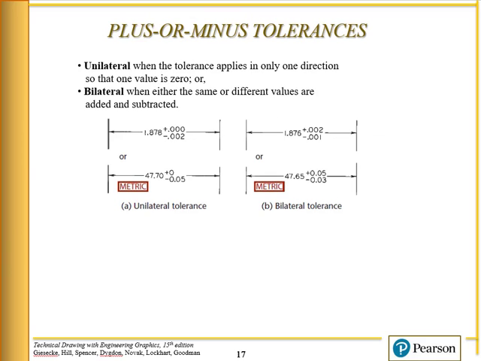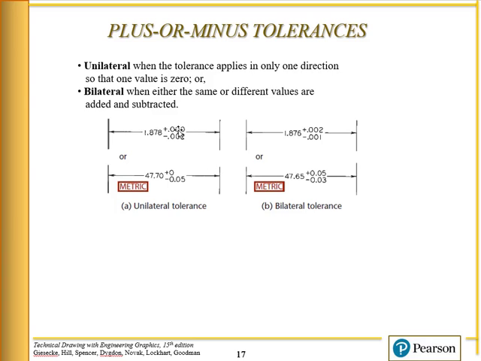Okay, plus or minus tolerances. There's a unilateral plus or minus tolerance. In this case, we have a nominal and a unilateral plus or minus tolerance. In this case, it's 1.878 plus nothing, minus 2 thousandths. So if you're talking about inches, the decimal .002 stands for 2 thousandths, that is the nomenclature we use. It really stands for 2 thousandths of an inch.